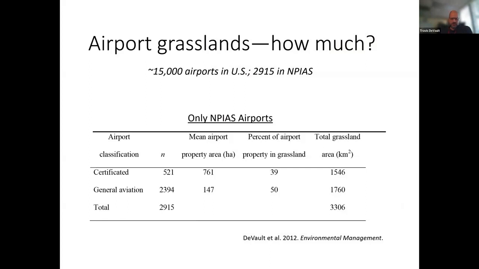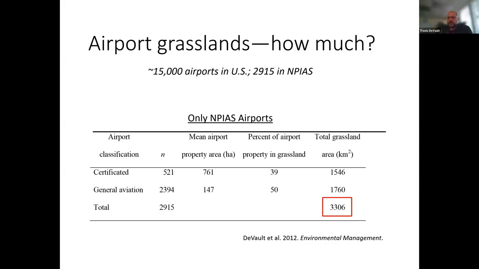That's what NPIAS means. Within that system, there's general aviation, or the smaller airports, and then the large airports that are certificated for passenger traffic by the FAA, about 521 of those. If you take all those airports together, those 2,915 airports, and you add up all the grassland at those airports, there's over 3,300 square kilometers of grassland. To put that into context, that's larger than the state of Rhode Island. That's just airport grasslands in the United States.